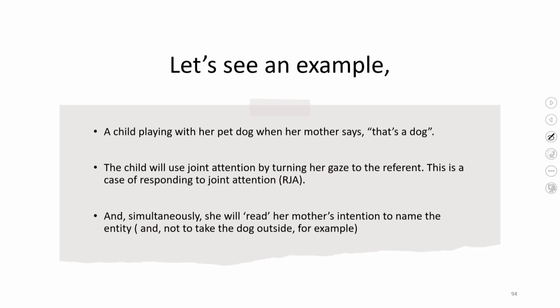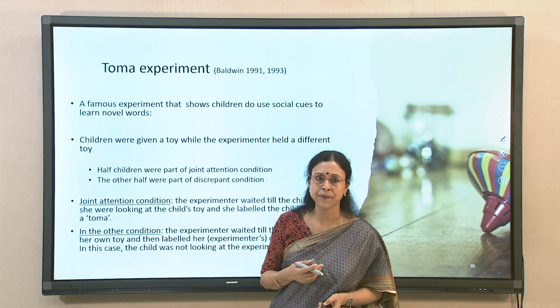They do not need any other kind of cue. So, simultaneously she will also read the mother's intention to name the entity. So, while the mother says that is a dog, she means that this is the name of that entity. She does not mean, for example, to take the dog outside for a walk. So, these are the two things that the child immediately picks up in such a scenario.